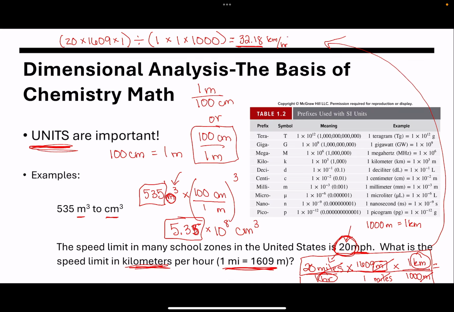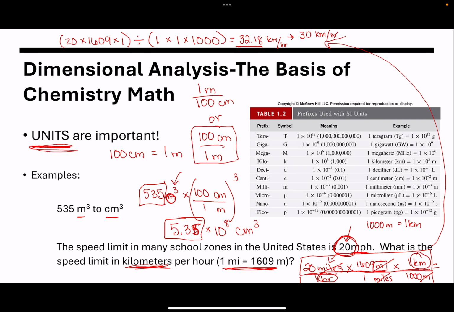So if we wanted to change this to one sig fig, we could round it to a whole number, which 32 is closer to 30 than it is to 40. So we would say this is 30 kilometers per hour.